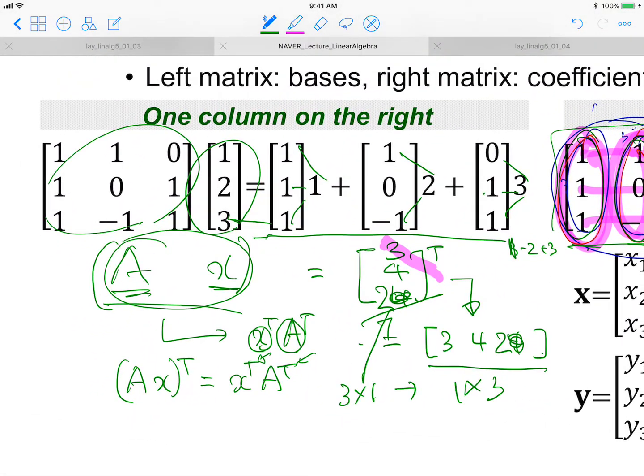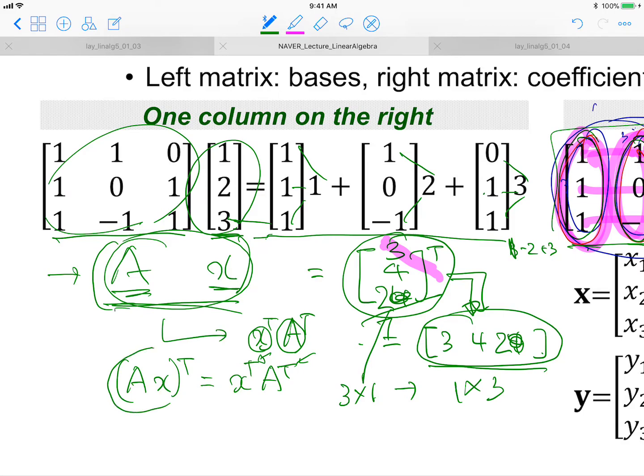Okay, so back to our form of matrix A times vector X, and then when doing the transpose, we know that the resulting vector will be transposed into a row vector, and then when applying the transpose on this product of this matrix, that will be changed into X transpose and A transpose. We now understand that, right?